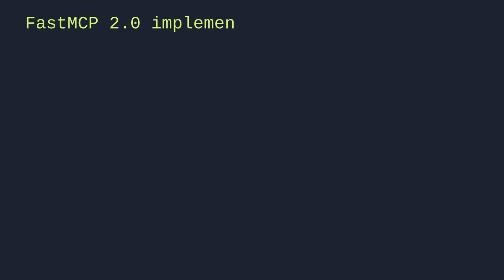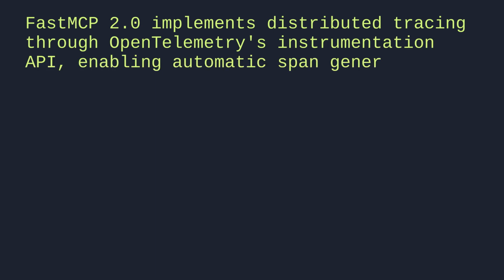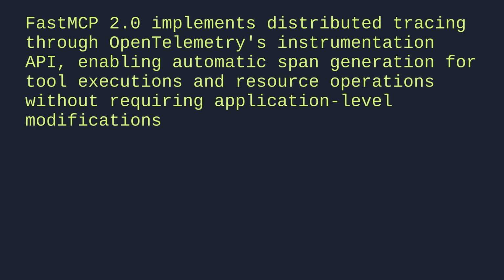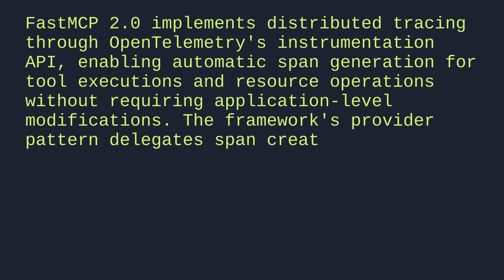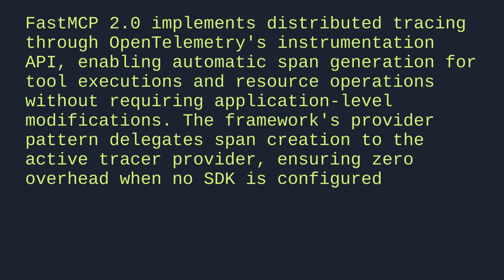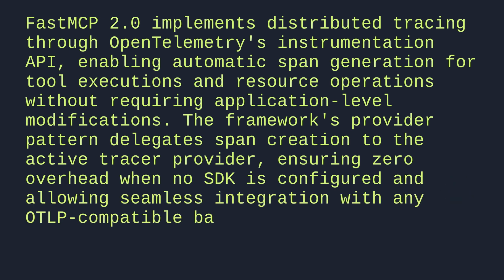FastMCP 2 implements distributed tracing through OpenTelemetry's instrumentation API, enabling automatic span generation for tool executions and resource operations without requiring application-level modifications. The framework's provider pattern delegates span creation to the active TracerProvider, ensuring zero overhead when no SDK is configured and allowing seamless integration with any OTLP-compatible backend.